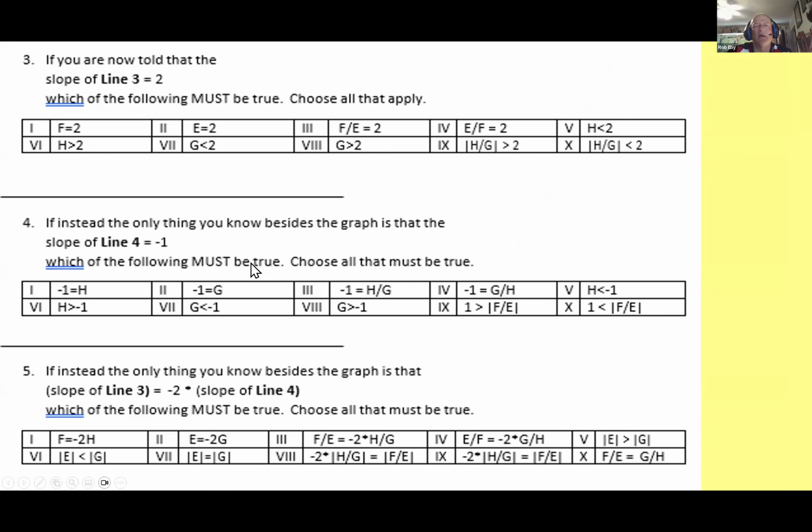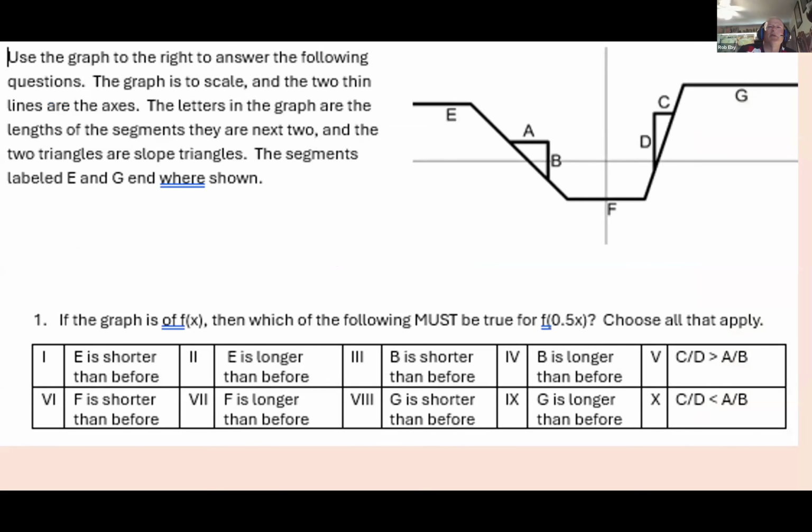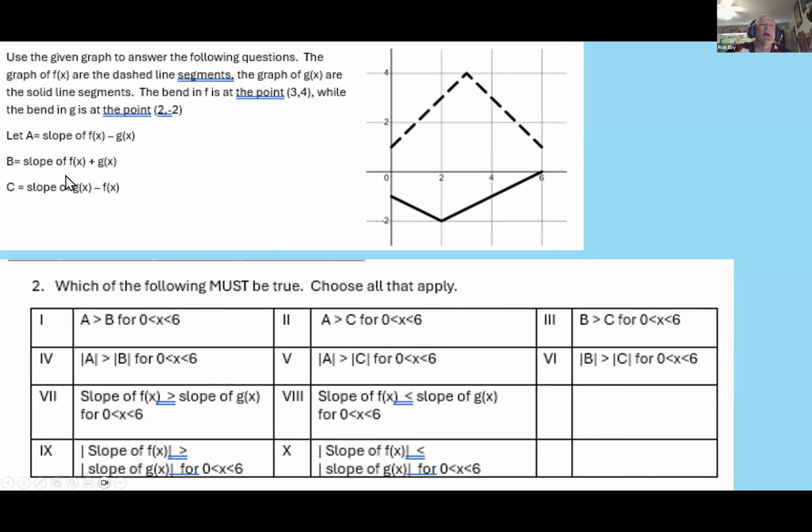Some of these answers are repeated and some are obviously different, but these sorts of ideas: here's a graph of a function. If I take f of 0.5x, what happens to all this stuff? What happens to those slope triangles? What happens to the lengths of E, F, and G, for instance? You can permute the 0.5x to do all sorts of other things. Function composition: make the three different slopes of the difference and the sum. Then does A have to be bigger than B, or less than, and so forth?